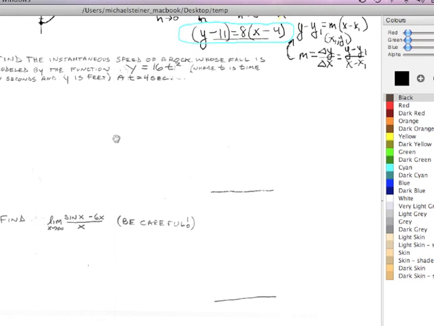Find the instantaneous speed of a rock whose fall is modeled by the function y equals 16t squared, where t is time in seconds and y is feet. And we need to find that at t equals 4 seconds. So this is very similar to the last problem, where we need to find instantaneous velocity. The instantaneous speed is the slope of the tangent line.